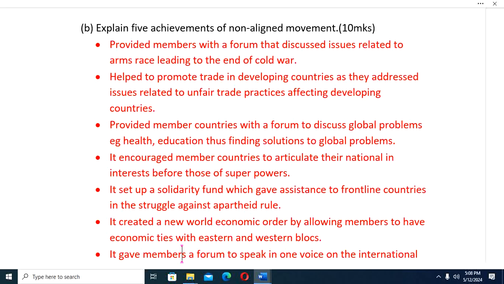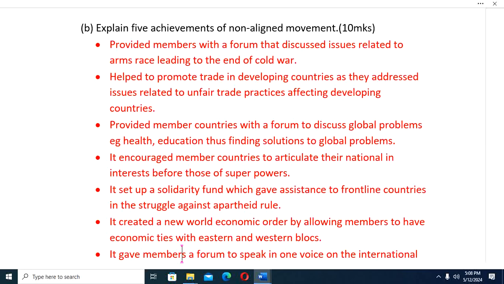Number 2, helped to promote trade in developing countries as they addressed issues related to unfair trade practice affecting developing countries. Remember, most of the member states were from Africa and North America, and then some part of Asia. Those are the member states of the non-aligned movement, but the majority come from developing countries. That is the third world countries.